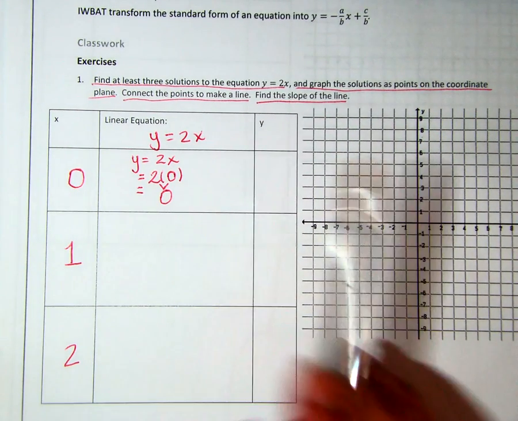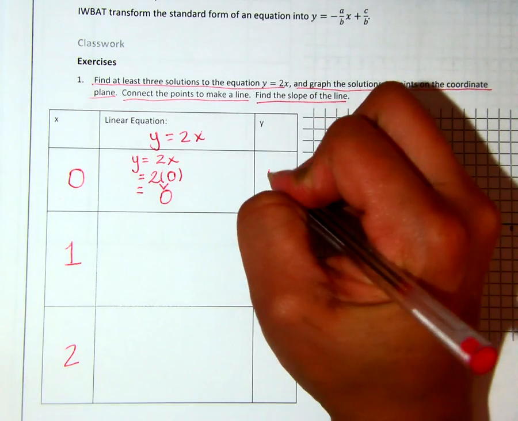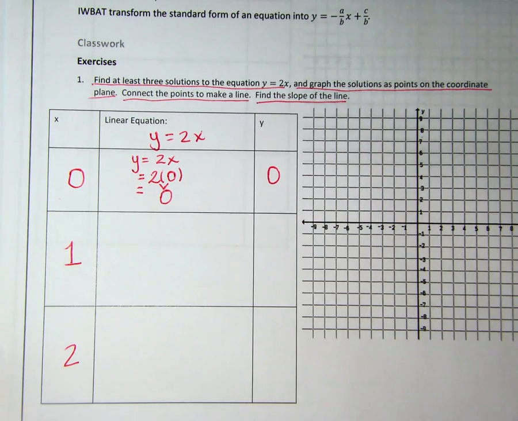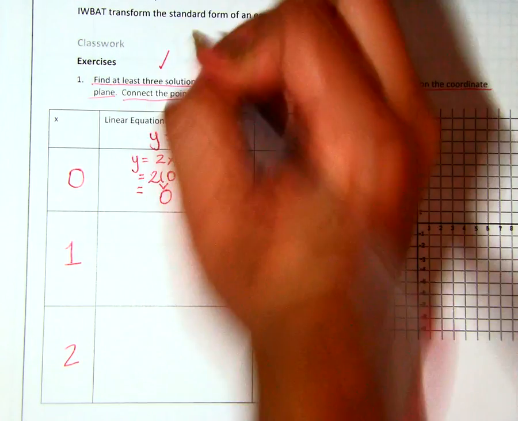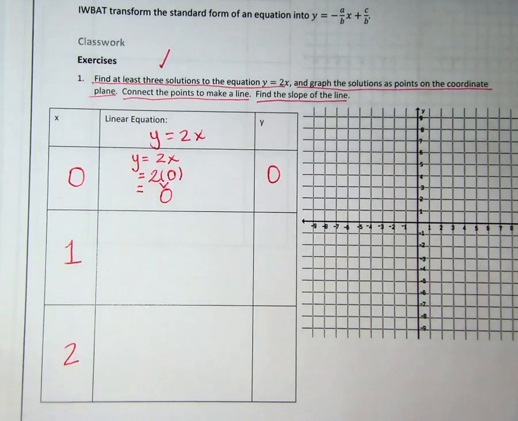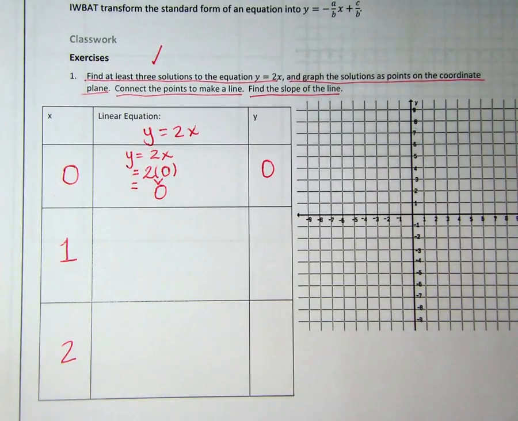That means I found my value for y. So when x is 0, y is 0. I found 1 solution to the equation. Let's continue to find 2 other solutions.